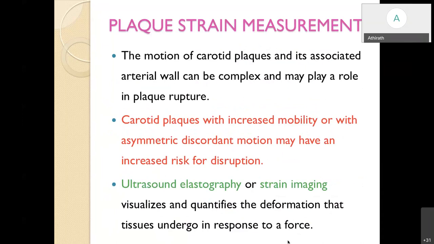The motion of carotid plaques and the associated arterial wall can be complex and may play a role in plaque rupture. Carotid plaques with increased mobility or with asymmetric discordant motion may have an increased risk for disruption. Therefore, we require something called ultrasound elastography or strain imaging, which visualizes and quantifies the deformation that tissues undergo in response to a force.